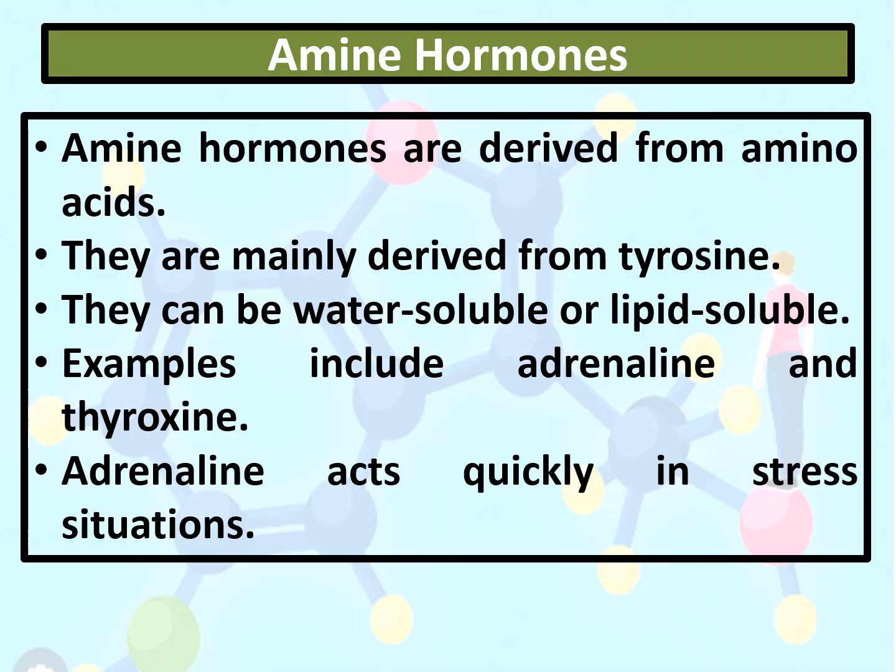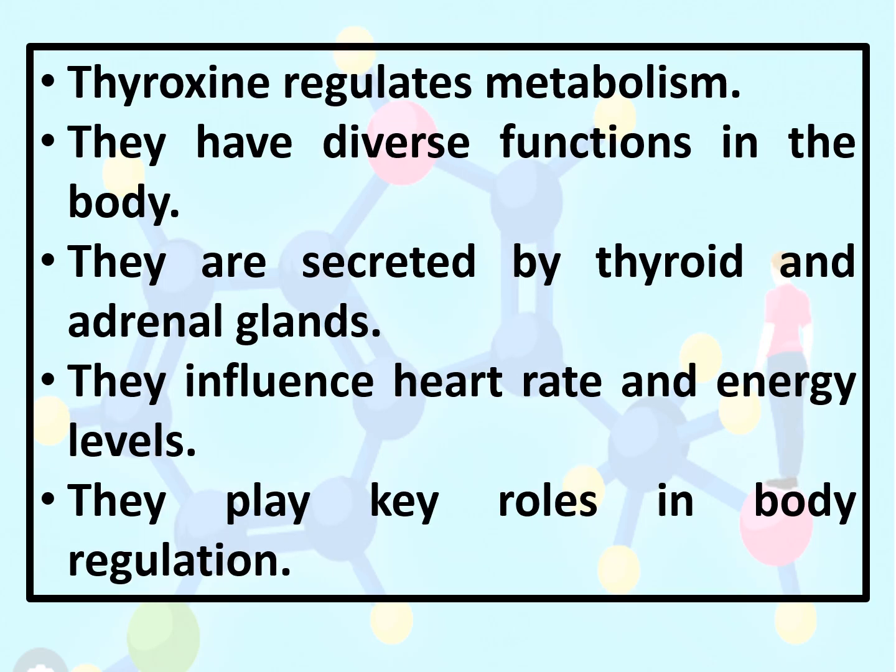They can be water soluble or lipid soluble, either of them. Examples of these amine hormones are adrenaline and thyroxine. We all know that adrenaline is a fight or flight hormone. So during stress conditions, it acts very quickly. Whereas thyroxine regulates the metabolism. They have diverse functions in the body, and they are secreted by the thyroid gland and adrenal glands. They influence the heart rate and energy levels. Thus, they also play a very key role in body regulation.